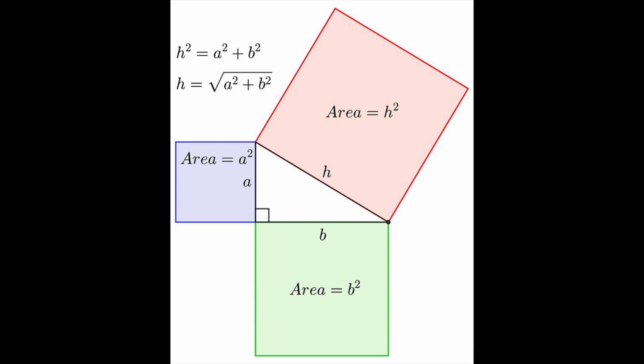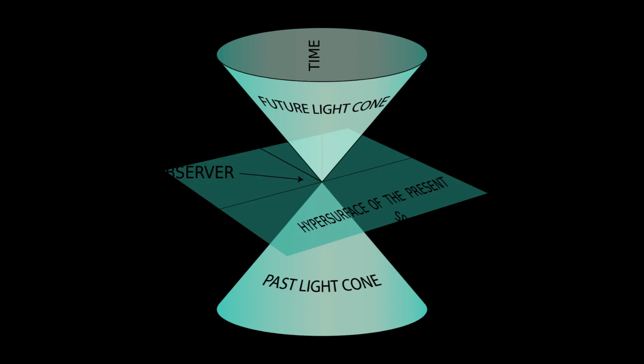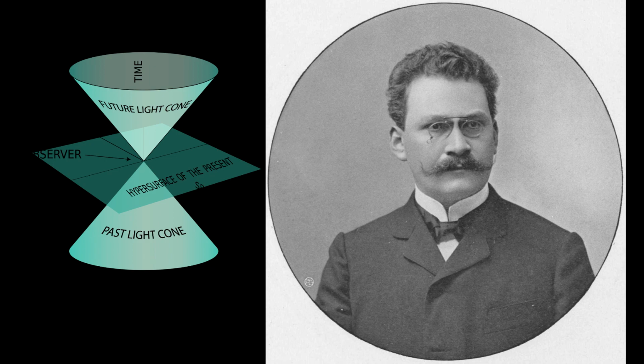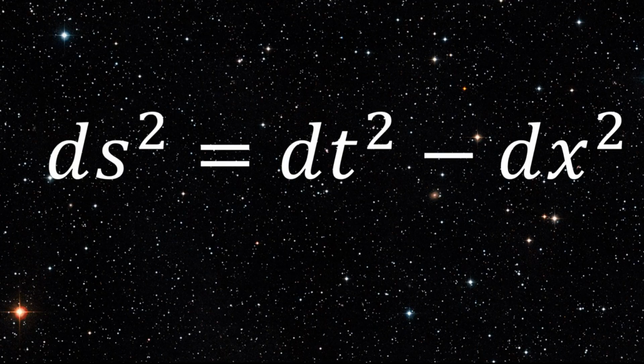But in the kind of space that we are dealing with in Einstein's special theory of relativity, which contains an extra dimension for time in addition to the spatial dimensions, the relationship between the side lengths of a right-angled triangle is slightly different. So, what is that relation? Without further ado, let's get started.